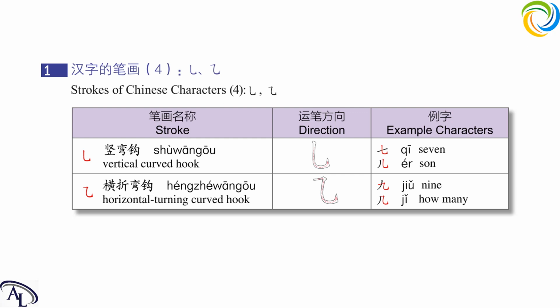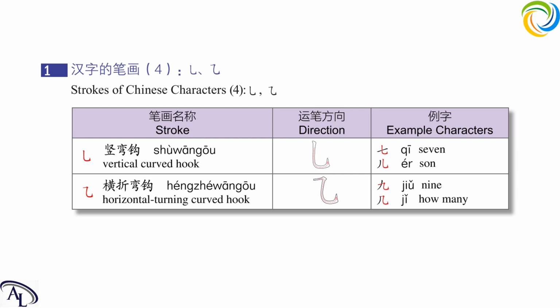Okay, the example character, first one is 七, which means 7. It is written first a horizontal and then vertical curved hook. And another example is left turn and a vertical curved hook, which means sun. Next stroke is 横折弯钩, which means horizontal turning curved hook. The difference between these two is just we put a horizontal here and then try to write a vertical and then curve it and then hook it.